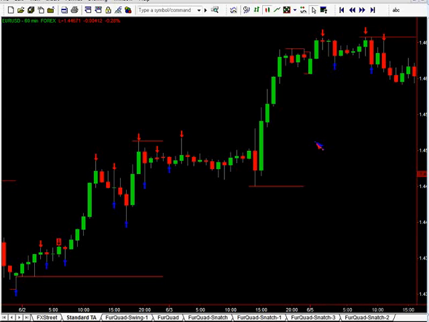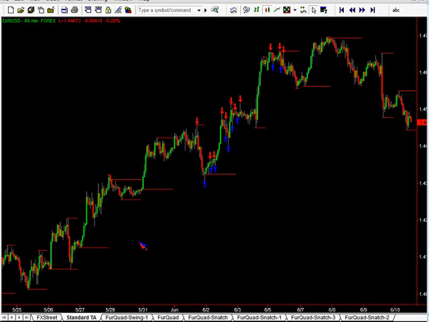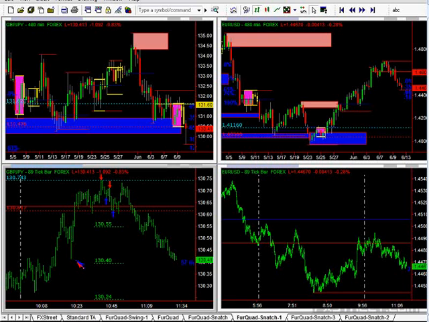Should we look at a live one? Rather conveniently, we do have a few live setups. Let's take a look at the pound yen. This developed just prior to us starting the session. So this is my regular setup.